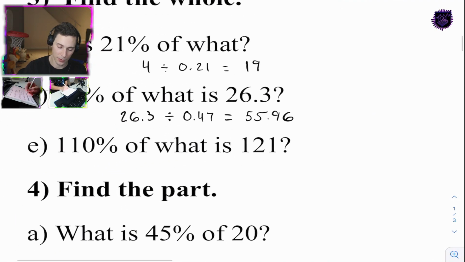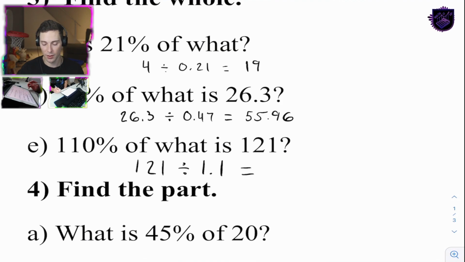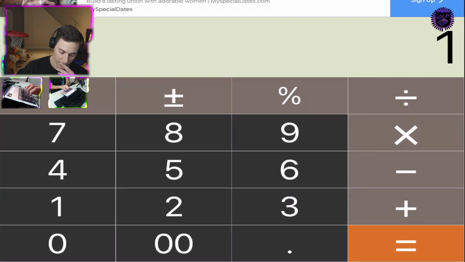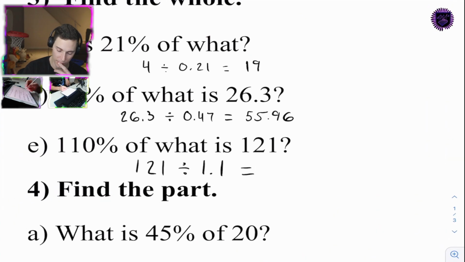110%. Ooh, interesting. 121 divided by 1.1 is equal to, I'm thinking that's going to be 110. Oh, excuse me. 121 divided by 1.1 equals 110. I was right. 110.